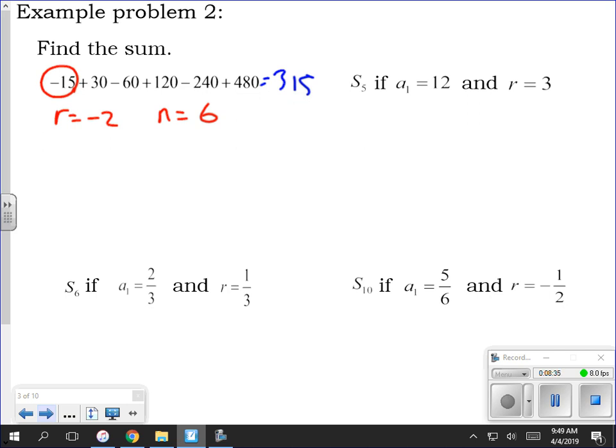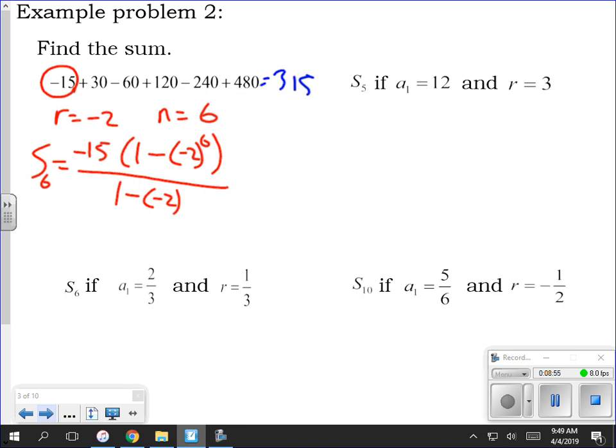So the sum of the first 6 numbers is the first number, negative 15, times 1 minus r, which is negative 2, to the nth power, which is 6, all divided by 1 minus r, which is negative 2.